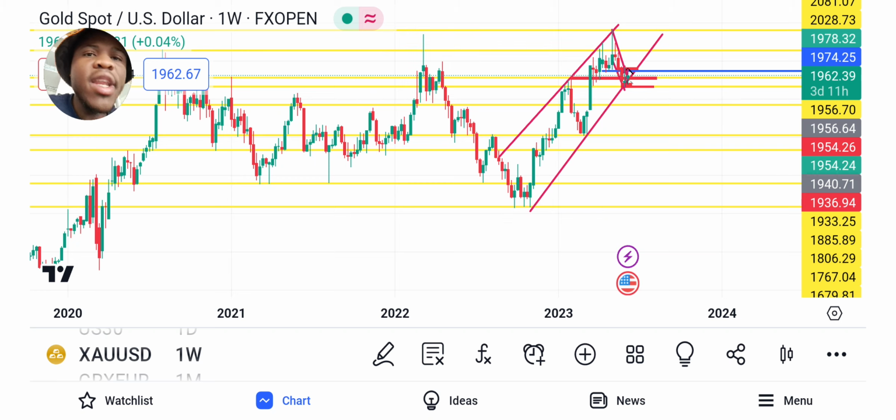I then identify the areas that are sensitive. As you can see, there are so many resistance lines and support lines there. Those lines basically are zones. When the market reaches those zones, the market reverses or reacts or respects those zones. So identify all those zones.